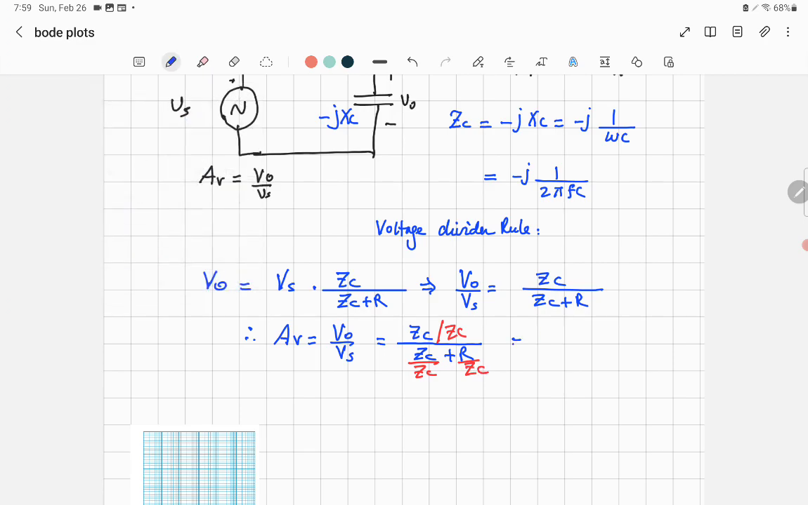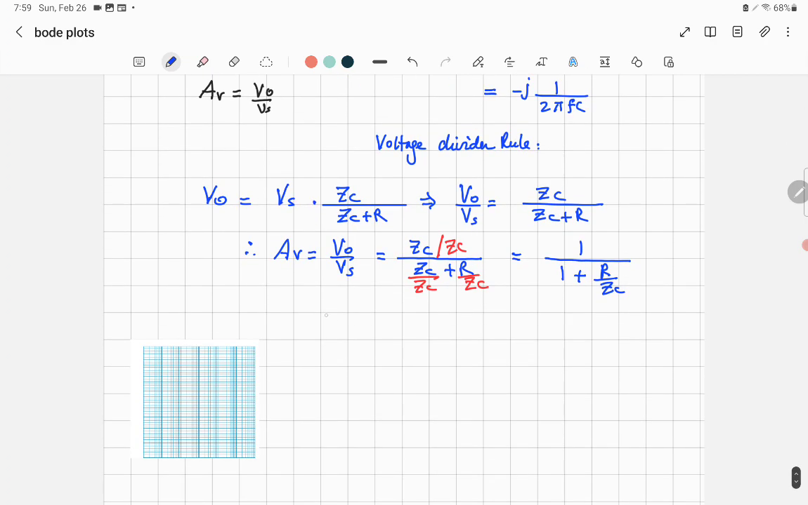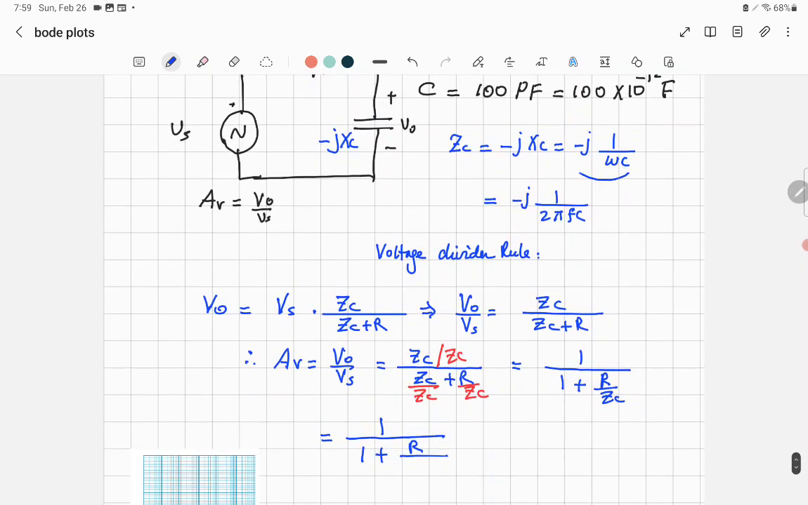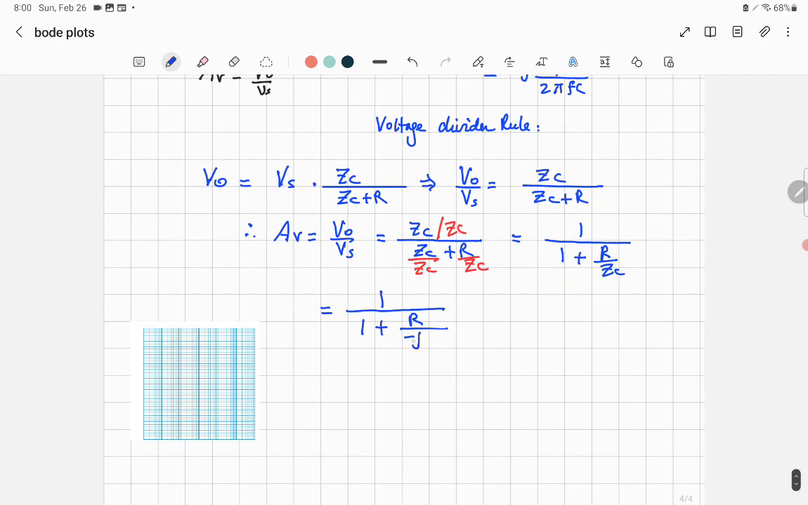So the result: ZC by ZC is equal to 1, ZC by ZC equal to 1, plus R over ZC. I got this nice equation, but I now want to know what R over ZC is. We know that ZC, which I just wrote here, is equal to minus j over omega C, or minus j over 2 pi fC.